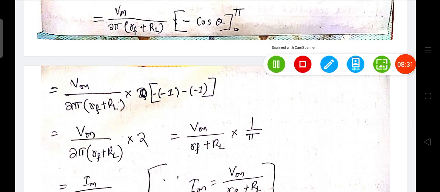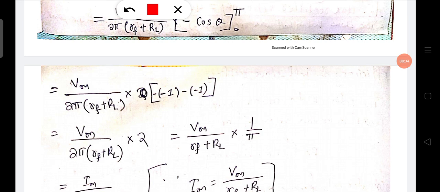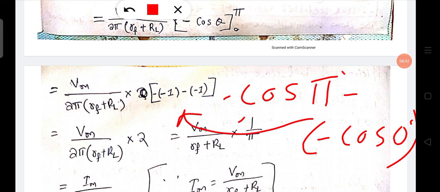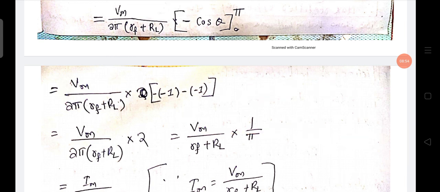here you can apply the limit formula: cos pi minus of cos 0 degree. Okay, this is applied here, and then place the values directly. So cos pi is minus 1, and minus of cos pi is minus of minus 1, and minus of cos 0, which is minus 1. So we get Vm by 2 pi times Rf plus Rl, here minus 1 plus 1 is 2.